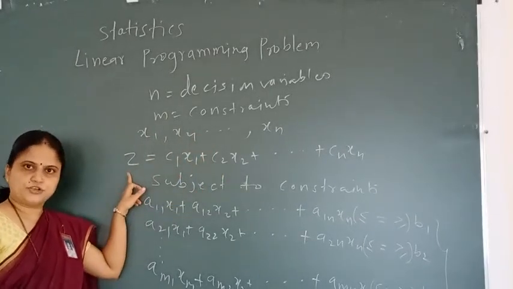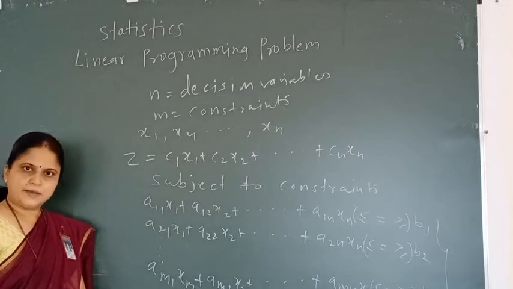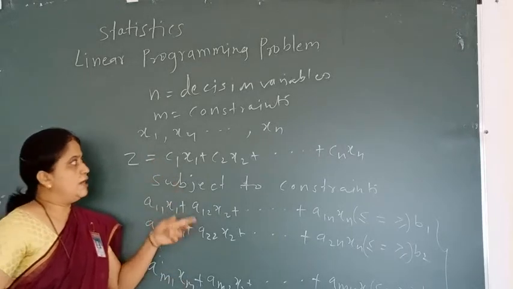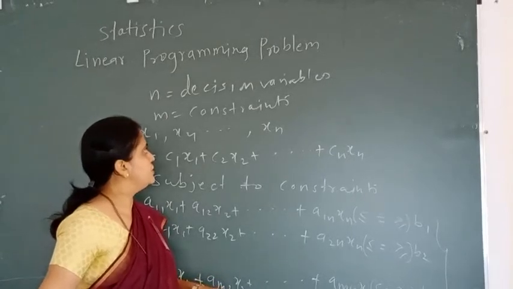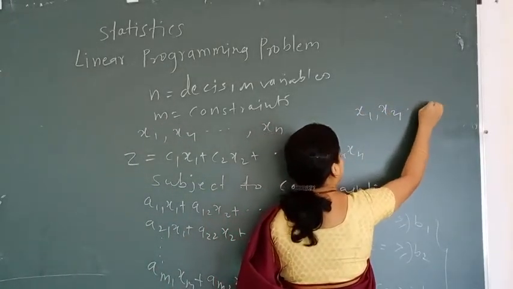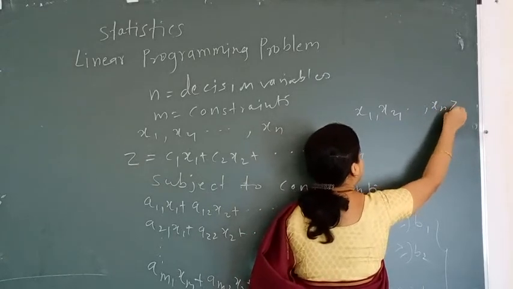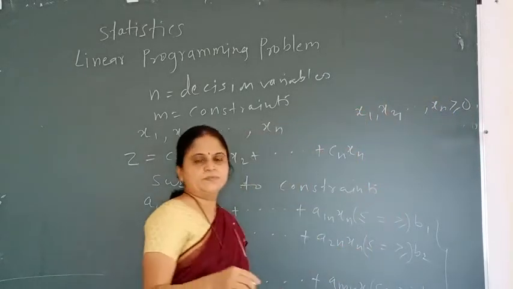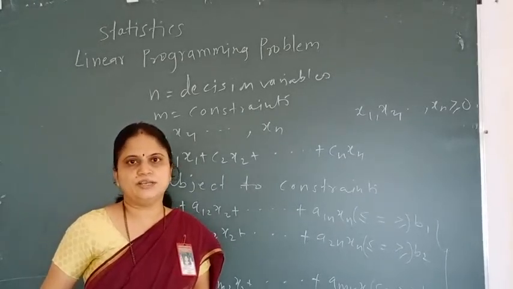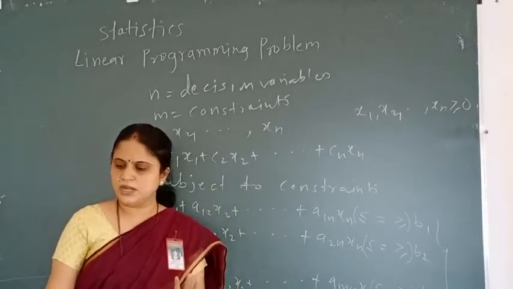So this is my objective function, and these are the m constraints placed on it. One more restriction is the non-negative restriction: the decision variables we find are greater than or equal to 0. That is the non-negative restriction placed on the decision variables. So this is my general LPP.